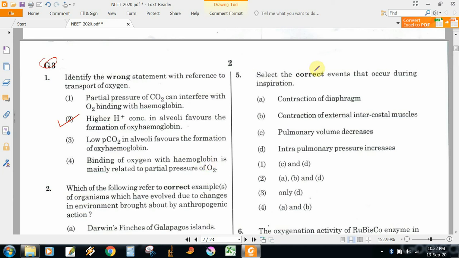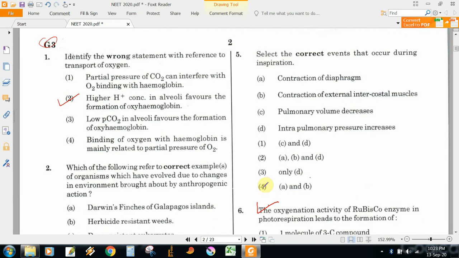That is the fifth question over here: select the correct events that occur during inspiration. The statements are: contraction of diaphragm; contraction of external intercostal muscles; pulmonary volume decreases; intrapulmonary pressure increases. The right options are actually A and B. So out of four options, sorry, oops, it is the fourth option that is the right one over here.